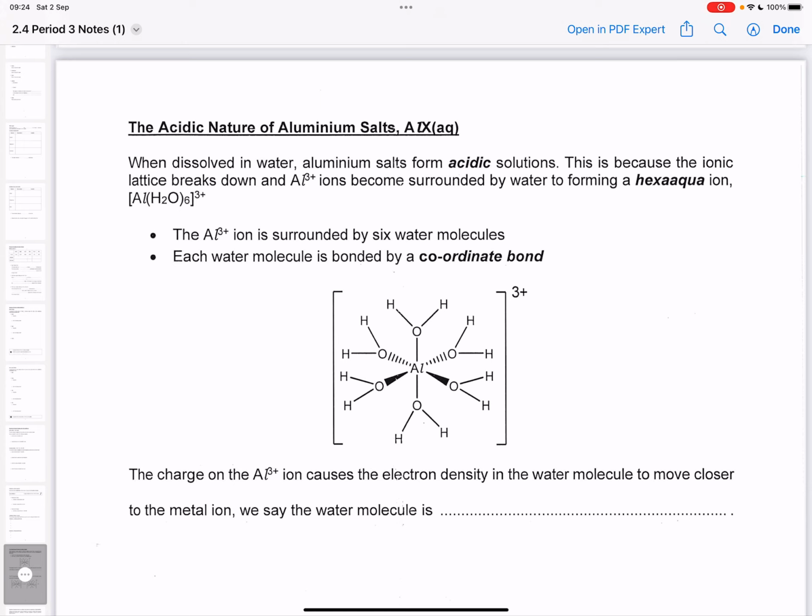covalent character. So aluminium oxide could act as a base like other metal oxides, other ionic oxides, but also as an acid like other covalent oxides can. So it was able to be this thing called amphoteric, able to act as an acid or a base. What we're going to look at now is the acidic nature of aluminium salts. So aluminium oxide could be an acid or a base. Now we're talking about aluminium salts.